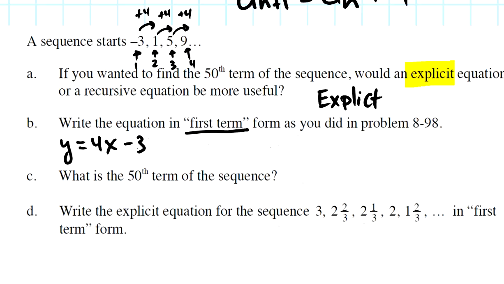So here's my problem, right? These are the term numbers, right? The first term, second term, third term. But the values I have are x is 0, x is 1, x is 2, and x is 3.